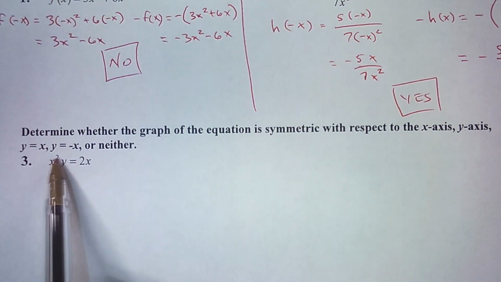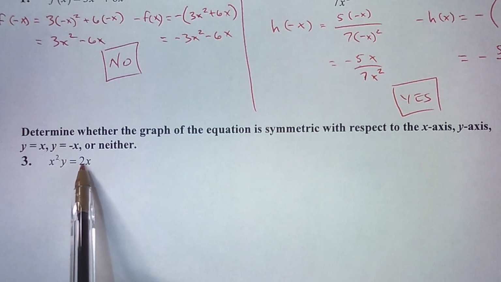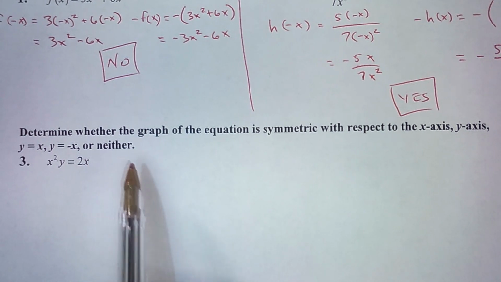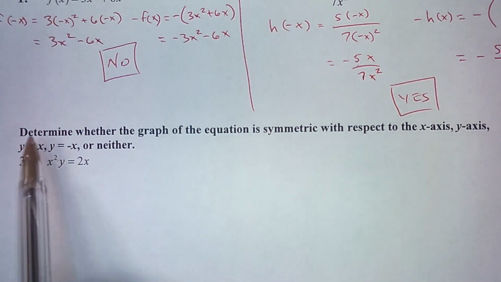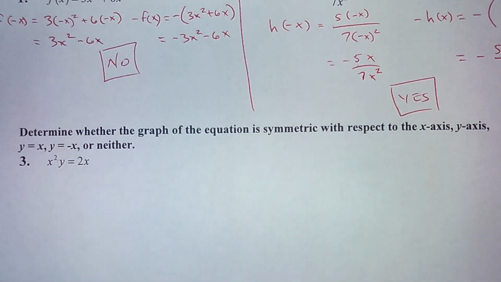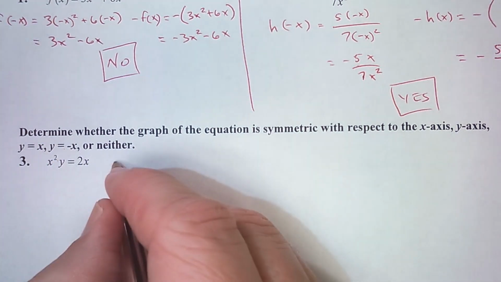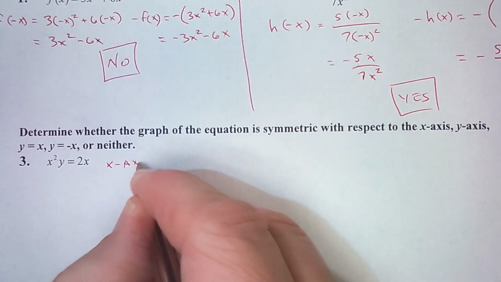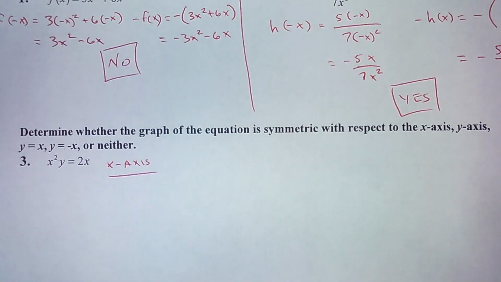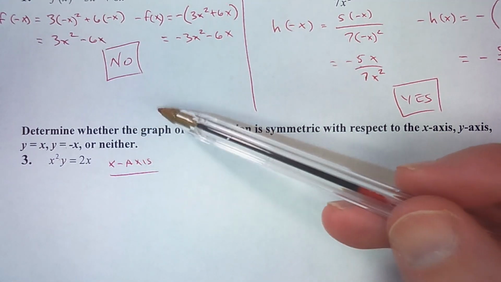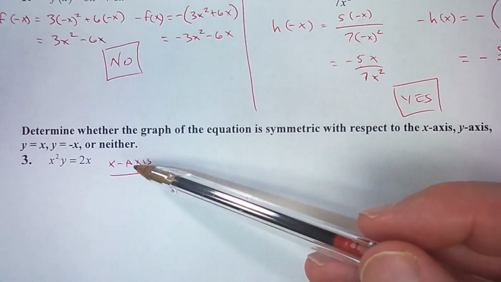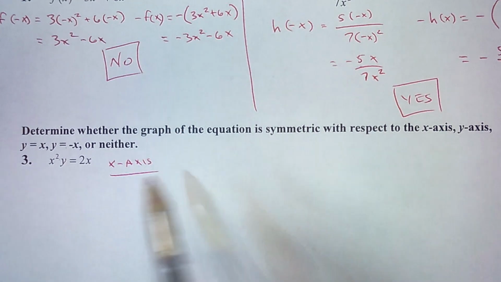Okay, here we've got a function x squared times y equals 2x, and we want to know if it is symmetric with respect to the x-axis, y-axis, y equals negative x, or none of those. So to test the x-axis, if it has symmetry about the x-axis, that means it could flip vertically and land right on itself. So for every y, the opposite of y also exists.